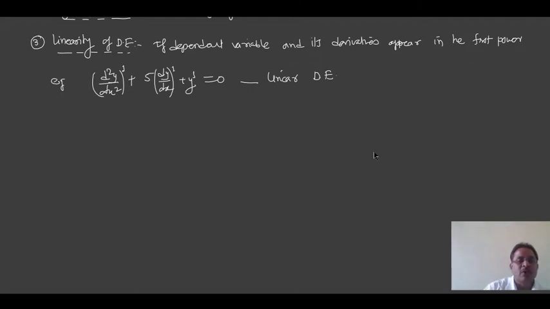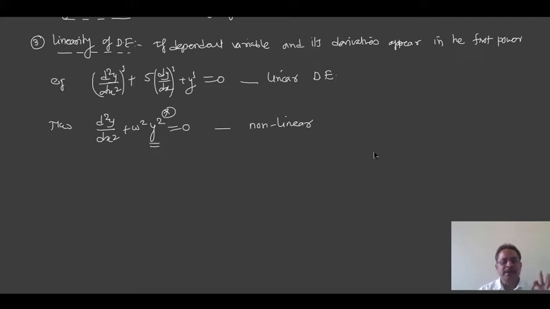Whereas if I go for another example, a non-linear differential equation, it can be given simply as: d square y upon dx square plus omega square into y square is equal to 0. Now this is non-linear because of this term. The y square term appears in this differential equation. Likewise several such examples can be taken, but this is not needed at this stage.